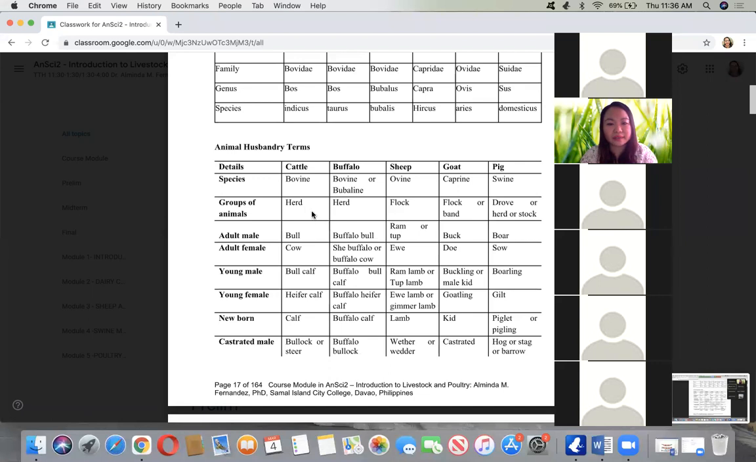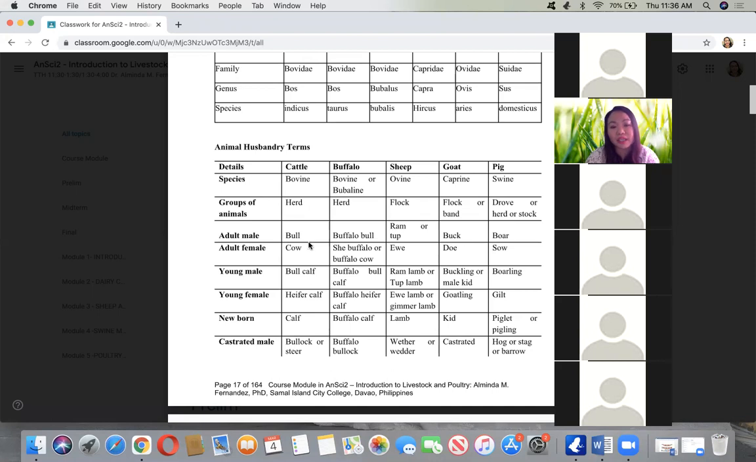For the terms, we have bovine for cattle, bovine or bubaline for buffalo, ovine for sheep, caprine for goat, and swine for pig. When we say a group of animals, a group of cattle is a herd, as well as buffalo. A group of sheep is a flock, and for goat, a flock or band. A group of pigs is a drove, herd, or stock.